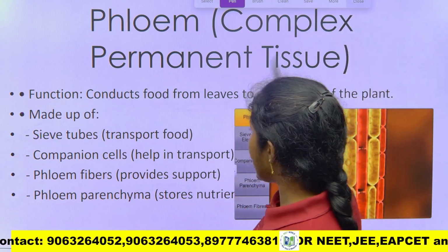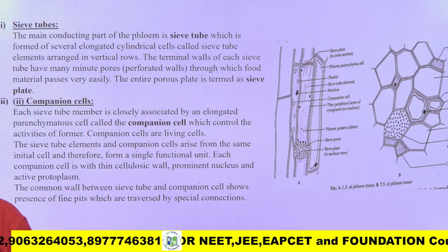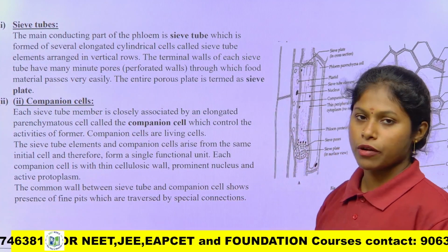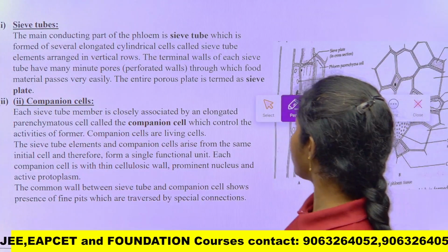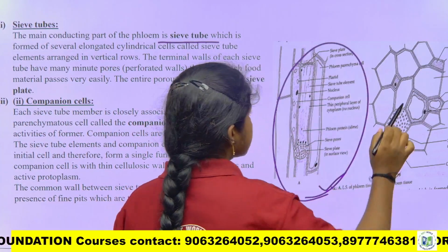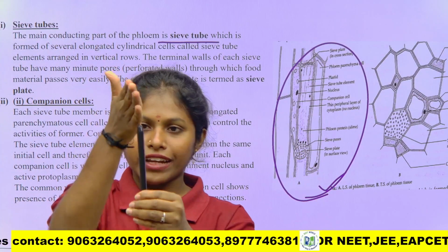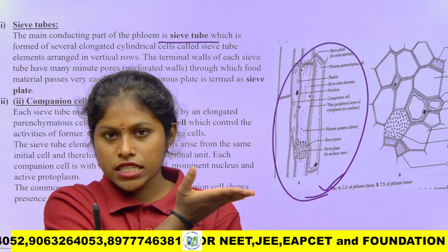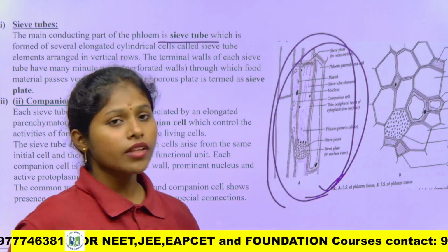Coming to the one by one analysis, children, let us see. Let us discuss sieve tubes and companion cells today, and then we will continue in tomorrow's class. Let us see sieve tubes. Sieve tubes are the main conducting part of the phloem. See, this is a longitudinal section. If it is a pen and I cut it like this and see it in the microscope, it is a longitudinal section. If I cut it like this, it is a transverse section. So here is the longitudinal section of the phloem tissue, children.